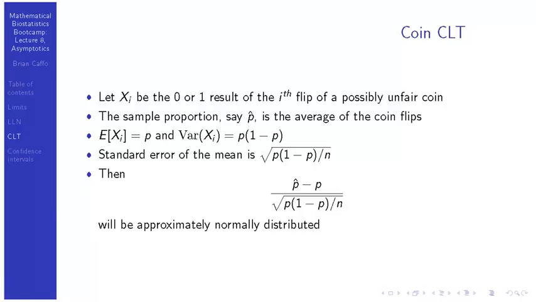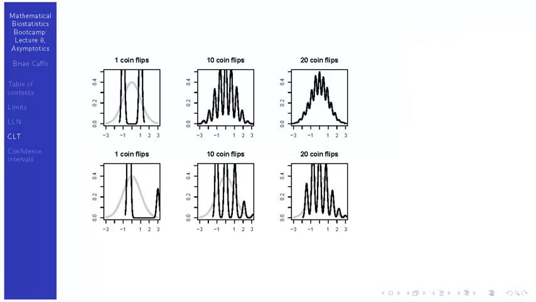And the variance of the X_i's works out to be p times 1 minus p. And then the standard error of the mean in this case is the standard deviation divided by square root n, so it's the square root of p times 1 minus p divided by n. So what this says is that if we take a sample proportion, p hat, subtract off the population proportion, the success probability, the probability of getting a head, and divide by the square root of p times 1 minus p divided by n, that'll be approximately normally distributed. And things look worse than the die roll in this case. Let's take a fair coin and generate some plots.